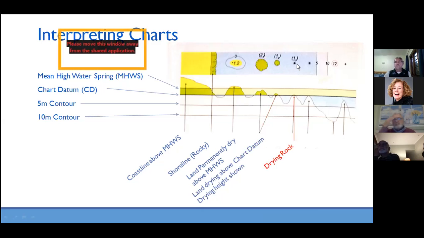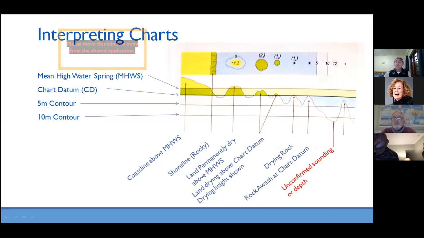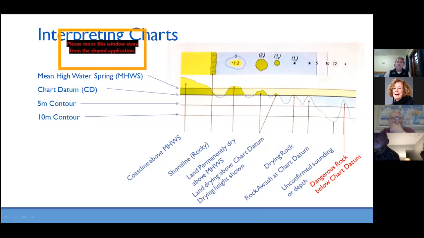A drying rock will just appear as a drying rock. You see that little star there? All the charts in the world use a star for a drying rock. A rock awash is a star with 4 dots. And then we've got unconfirmed soundings or depth soundings. So they're just a number. Lastly, the cross, oops, sorry, going to go back one. The cross here is a dangerous rock which is there below the water all the time. Navigational hazard.